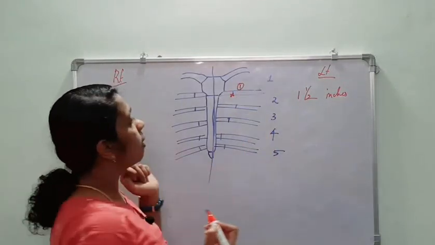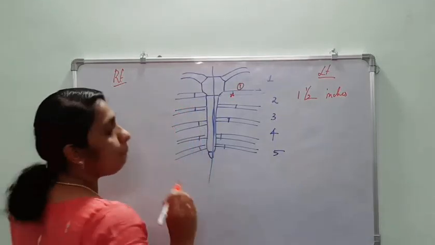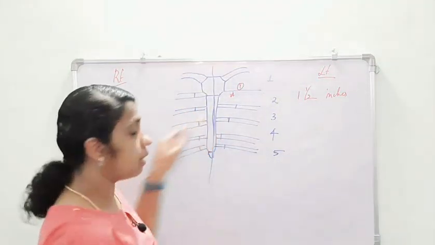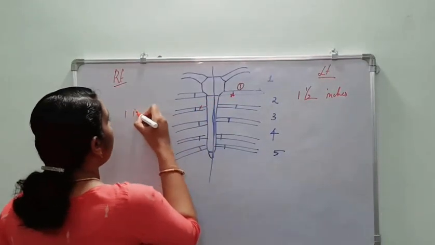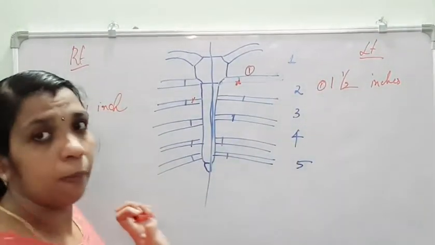Then the second point. The second point is the point on the upper border of the right third costal cartilage, which is 1 inch away from the median plane. Okay, 1 inch away from the median plane.